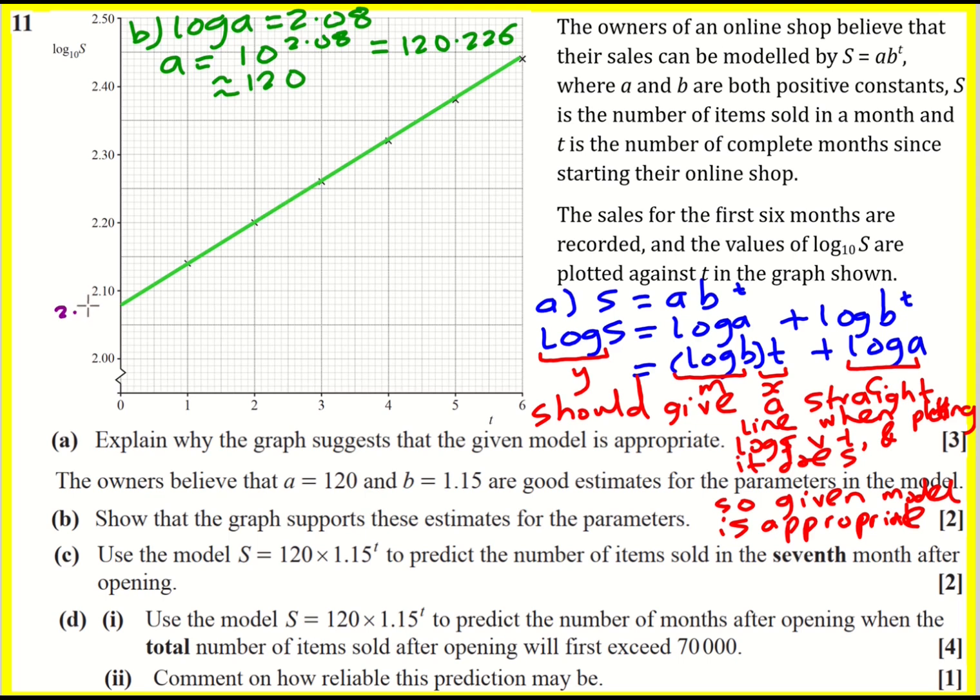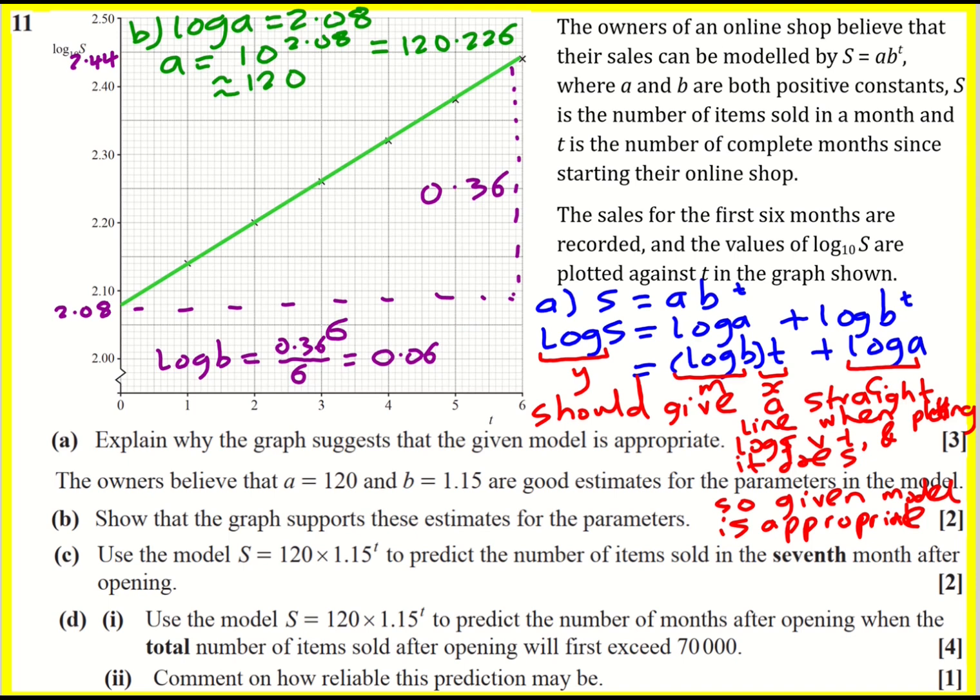So, okay, this point was 2.08. That point at the top is 2.44. Going along 6. It's good to take as big a triangle as possible to minimize the errors. And I'm going up from 2.08 to 2.44, so that's 0.36. And therefore log b is going to be 0.36 divided by 6, which I think gives 0.06.